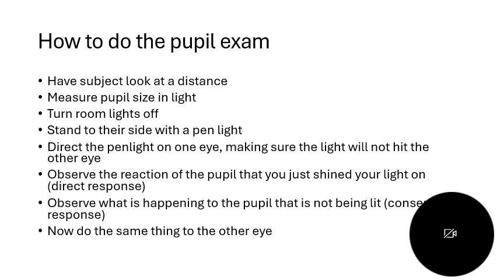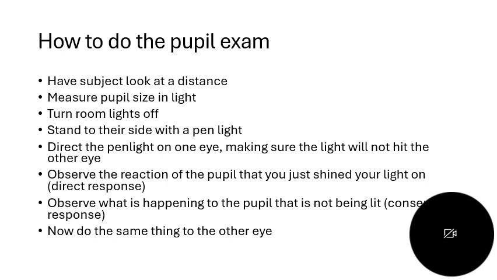Direct the pen light on one of the eyes, making sure that the light does not hit the other eye. Observe what is happening to the pupil that you are shining your light on. Is it constricting or not? This is the direct response to the light. Now, while you are still shining a light on that eye, look at what's happening to the other eye. Is it constricting or dilated? This is the consensual response, the response of the fellow eye.